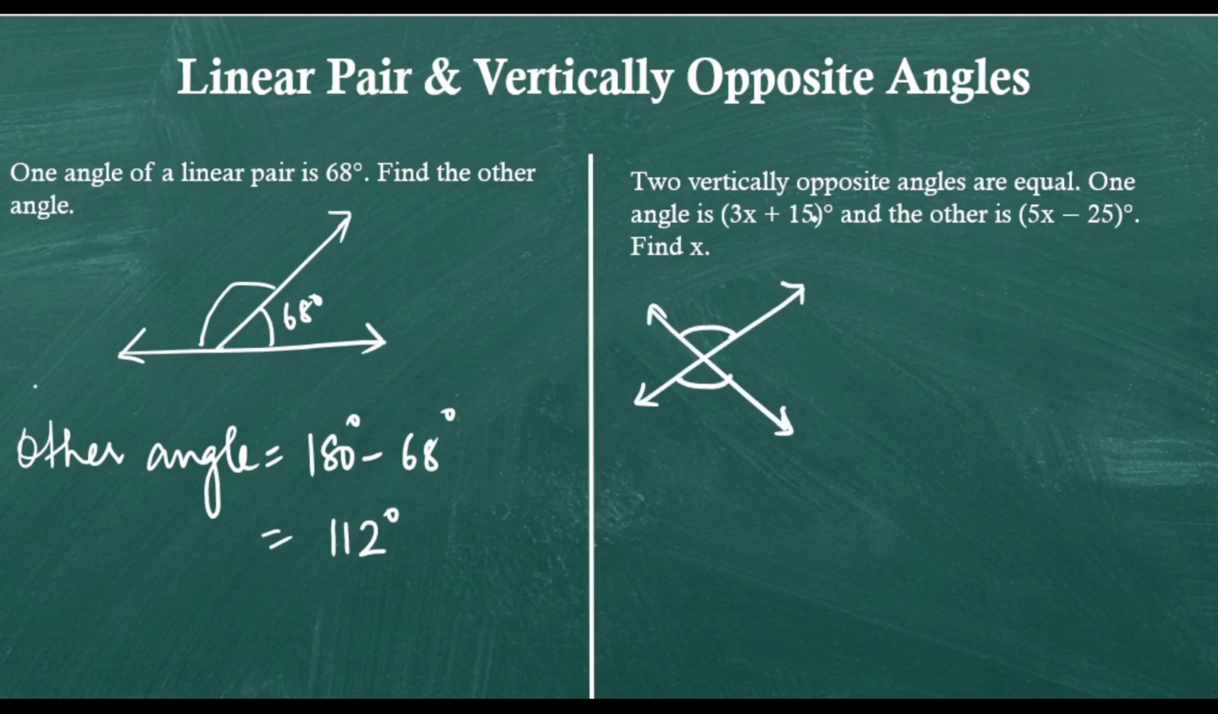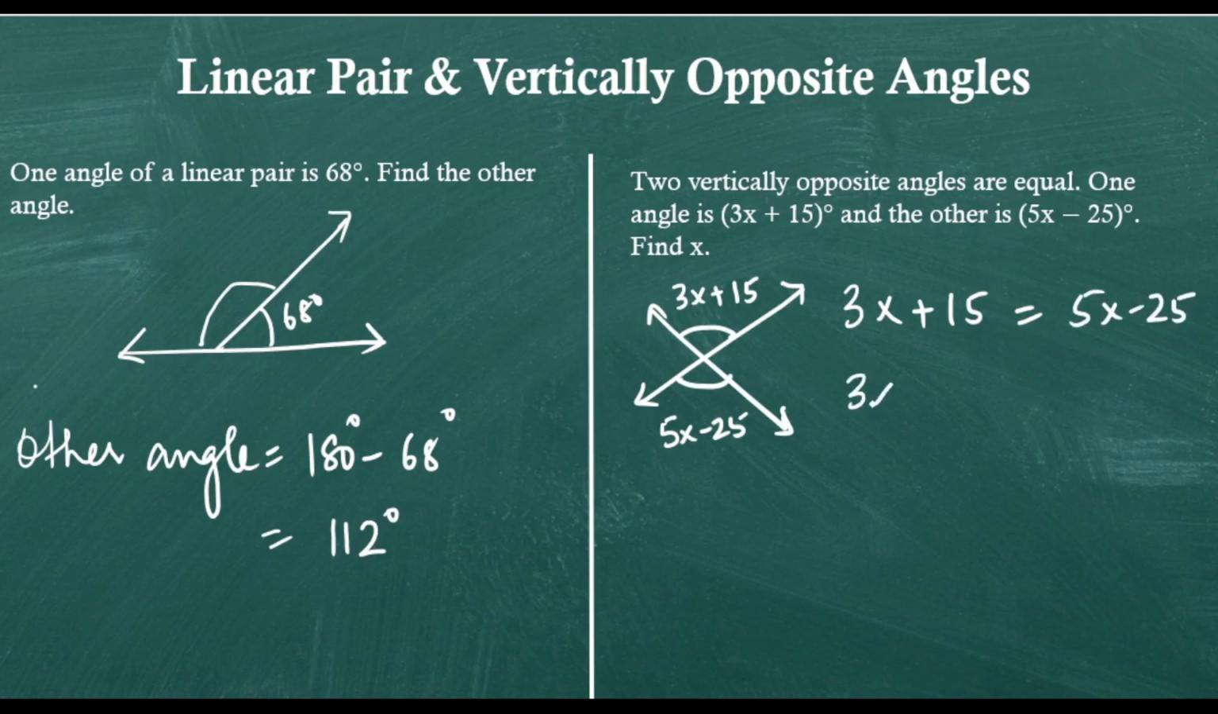One angle is 3x plus 15. So suppose this angle is 3x plus 15 and the other is 5x minus 25. So you find the value of x. Now we know that they are equal, so I will just equate these two angles. So 3x plus 15 degrees equals 5x minus 25. It is a normal simple linear equation.